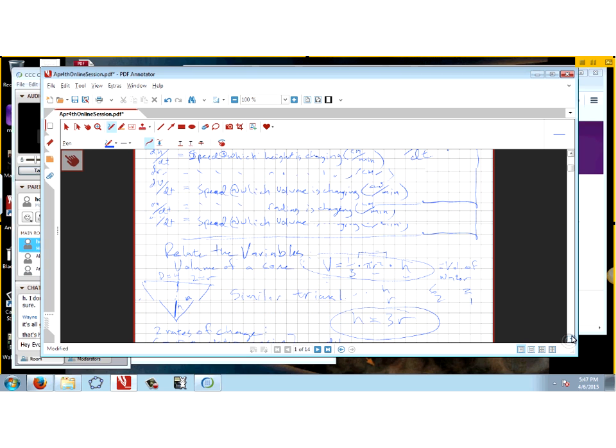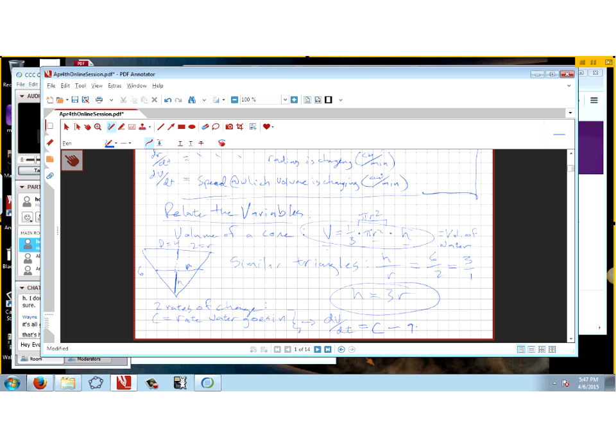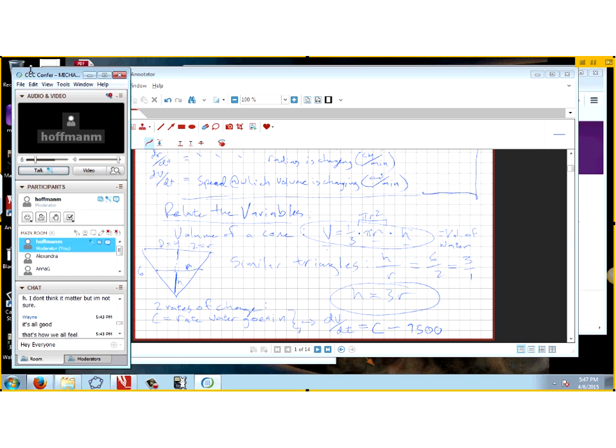Okay, that goes in our thing that's going to relate our variables. So dV/dt is equal to C, what goes in, minus what comes out.